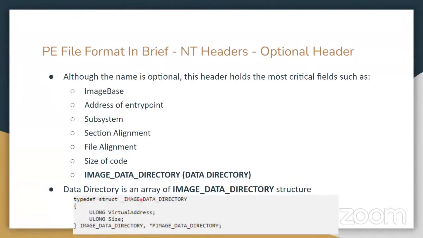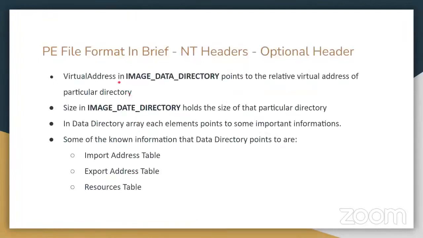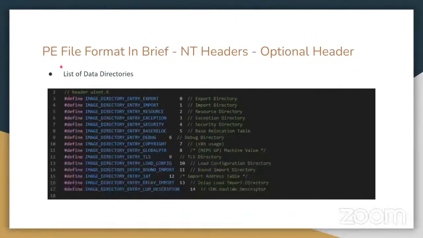The data directory is an array of IMAGE_DATA_DIRECTORY structures. This structure holds 2 members, which are virtual address and size. This is the structure of the optional header, you can see. The virtual address holds the relative virtual address of the particular directory, and the size holds the size of that particular directory. In the data directory array, each element points to some important information such as the import address table, export address table, and resource table. Here is the list of the directories.